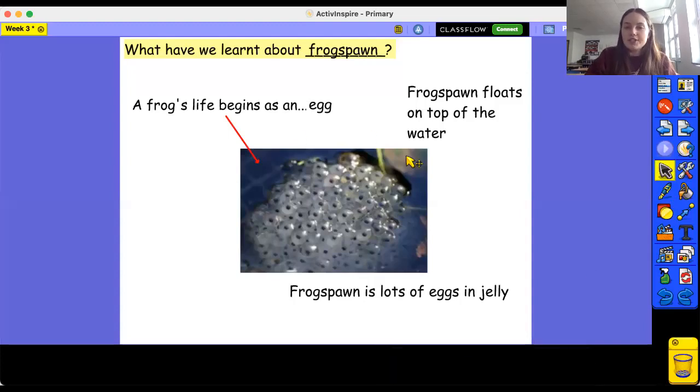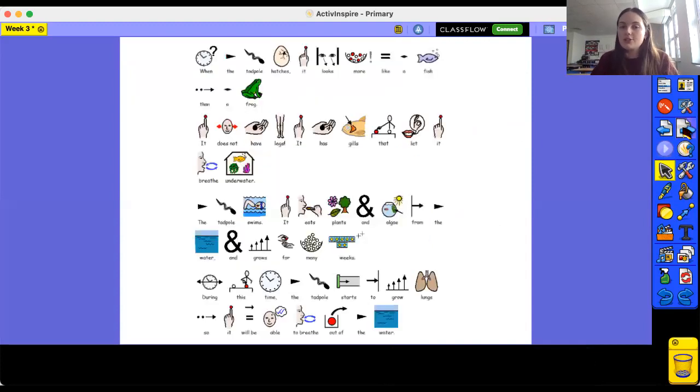Brilliant. So maybe you said something like, a frog's life begins as an egg. Frog spawn floats on top of the water, or frog spawn is lots of eggs in jelly. Maybe you remembered one of those things. Well done if you did. Let's learn some more information. Remember, your listening ears need to be on.